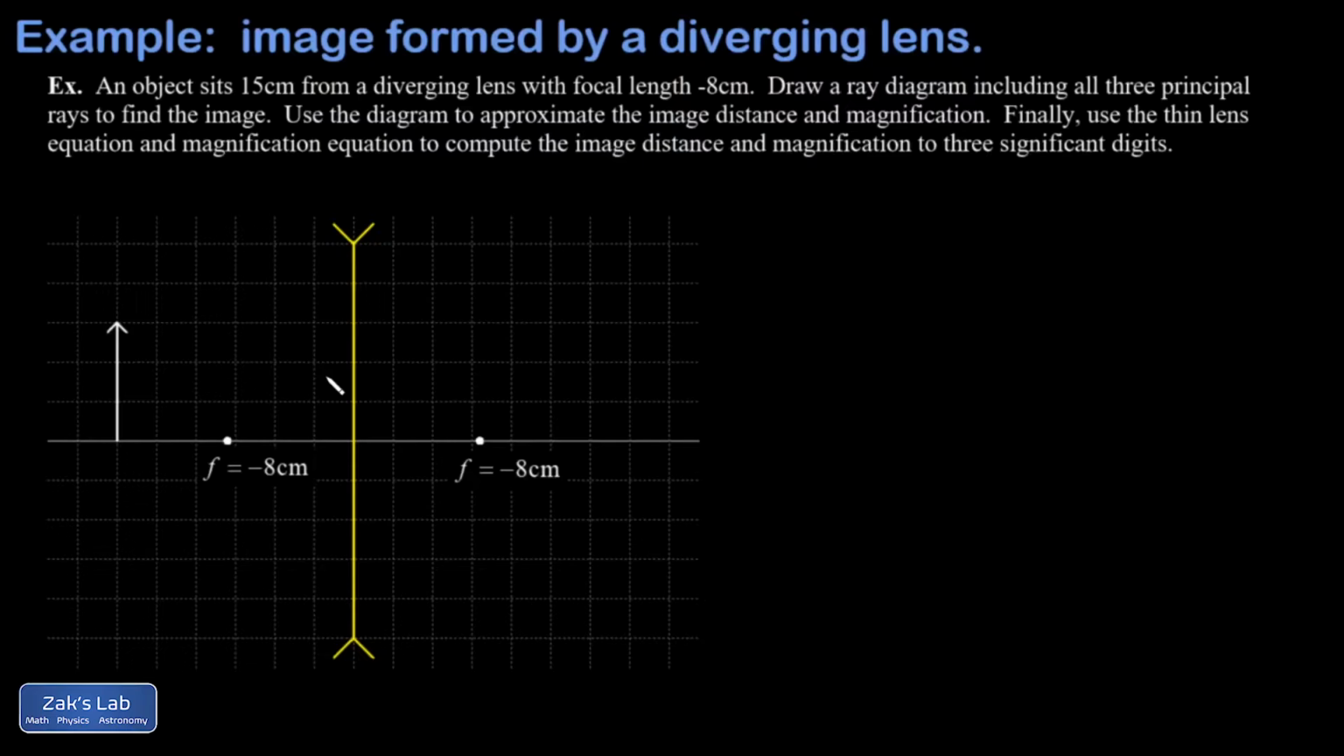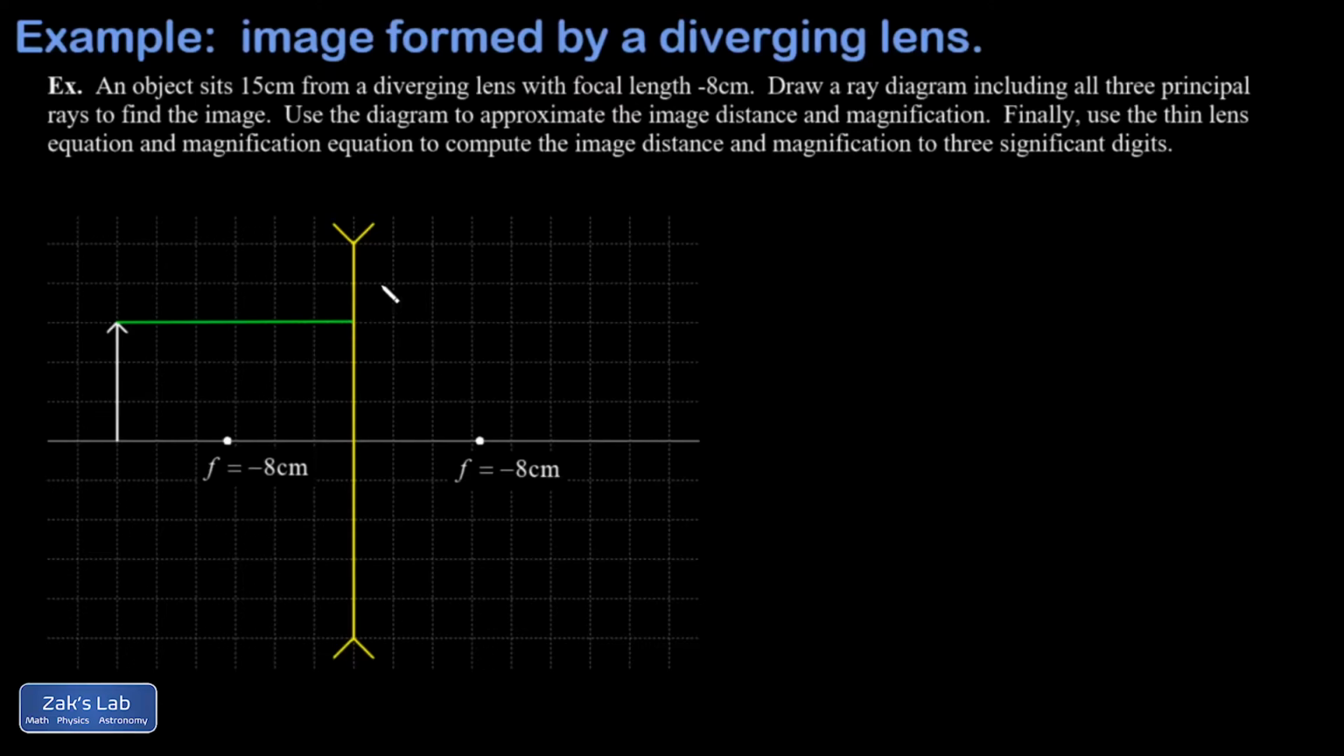Now on this grid, every 2 spaces counts for 5 centimeters, so you can see the object 6 spaces to the left of the lens. That's 15 centimeters. And this grid will allow us to make pretty good approximations of where the image is. So we start putting in principal rays.